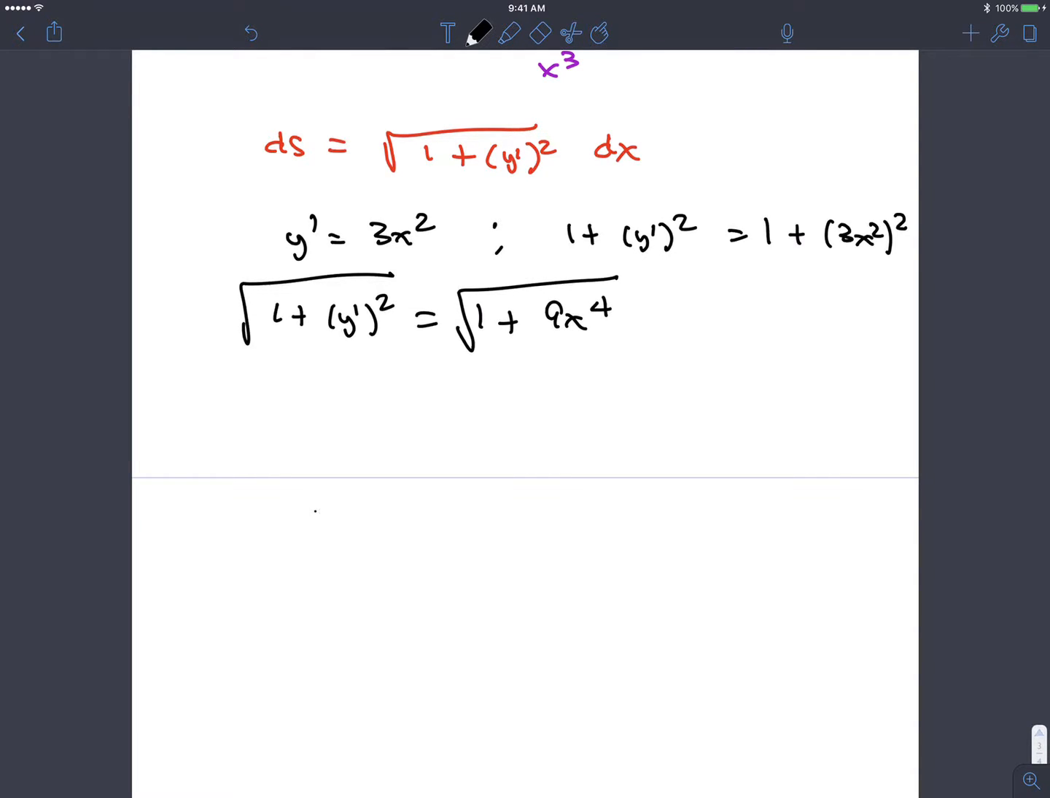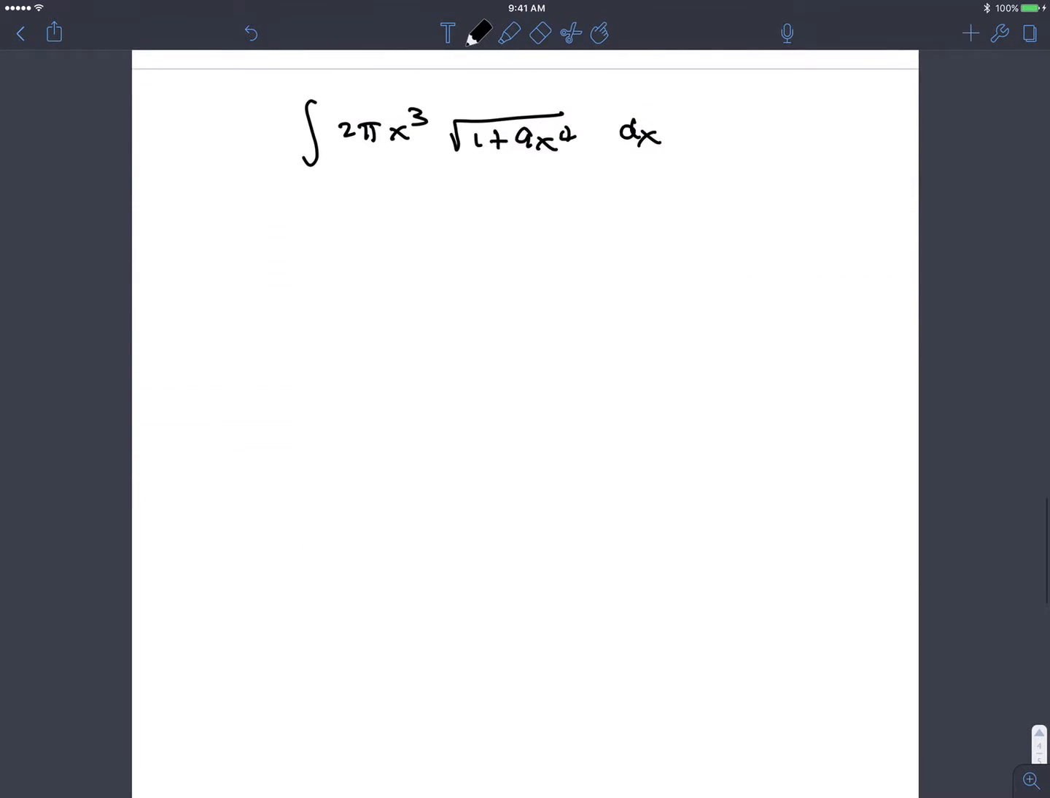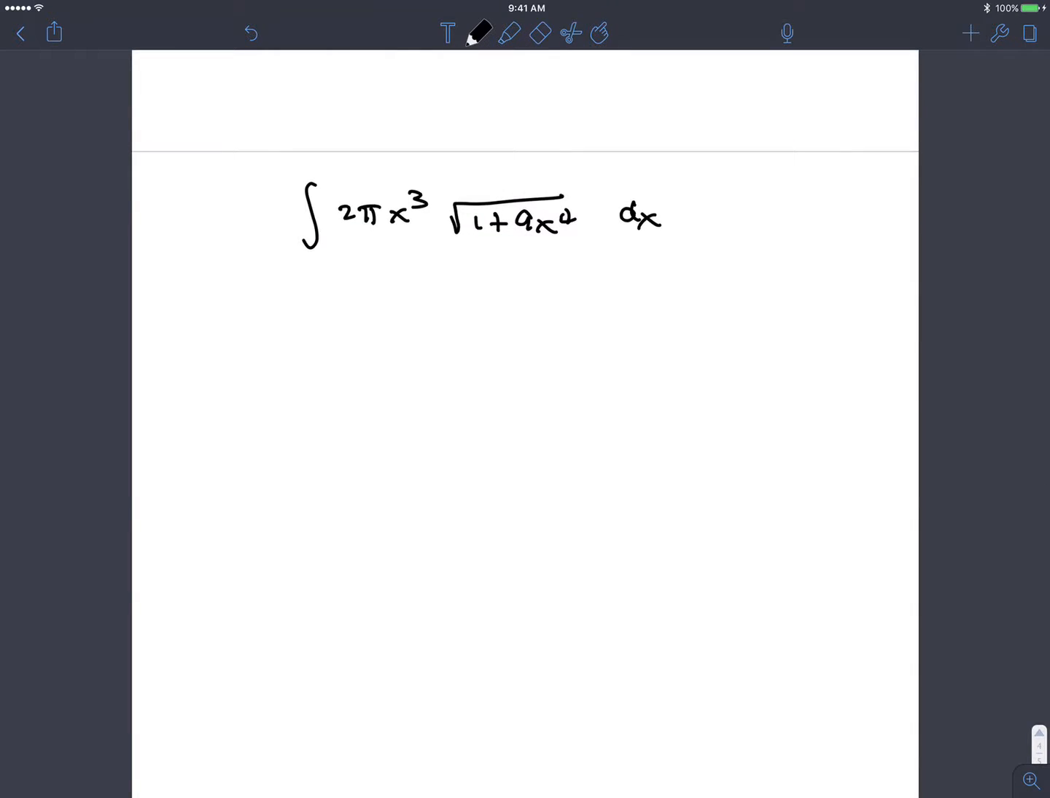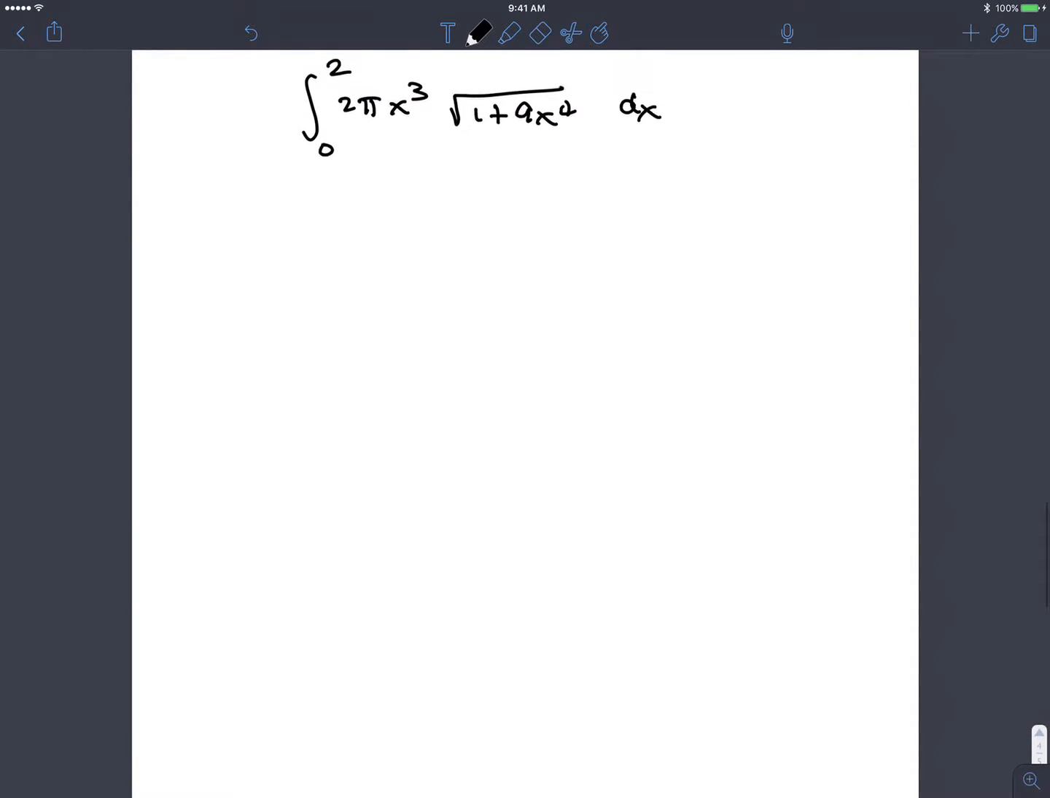So our integral now is 2 pi x cubed times our ds, the square root of 1 plus 9x to the 4th power, dx, and I guess this is from 0 to 2. Okay, you guys okay with that? And that's how you're going to use the right ds that gives you a function of x to integrate. But the question now is, how can we integrate?